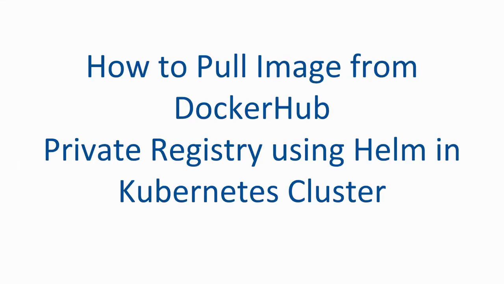DockerHub is a cloud-based registry service provided by Docker for sharing container images. It's a public registry where users can find and share container images. These images are publicly accessible. On the other hand, private registries are not publicly accessible. You can store sensitive applications in it, and we are going to see how to pull an image from this private registry using Helm into our Kubernetes cluster.